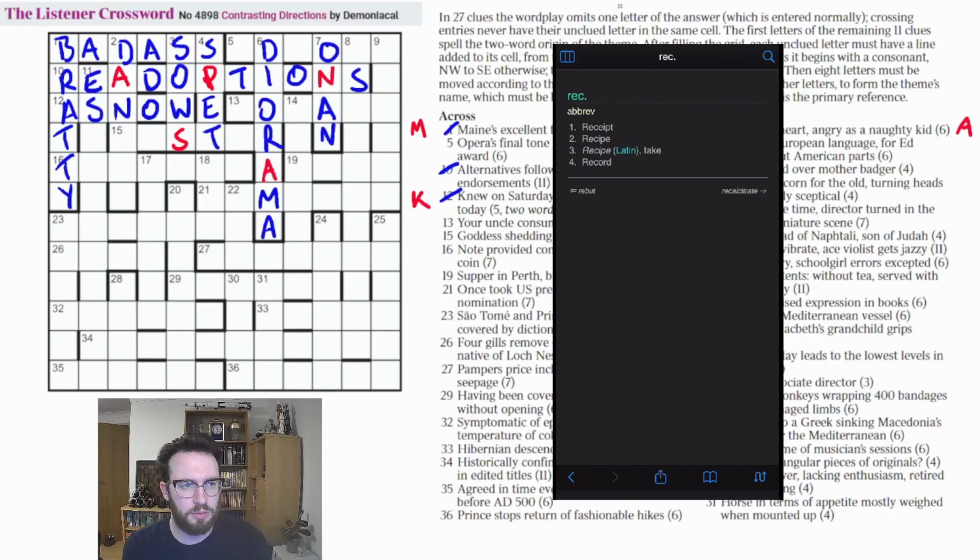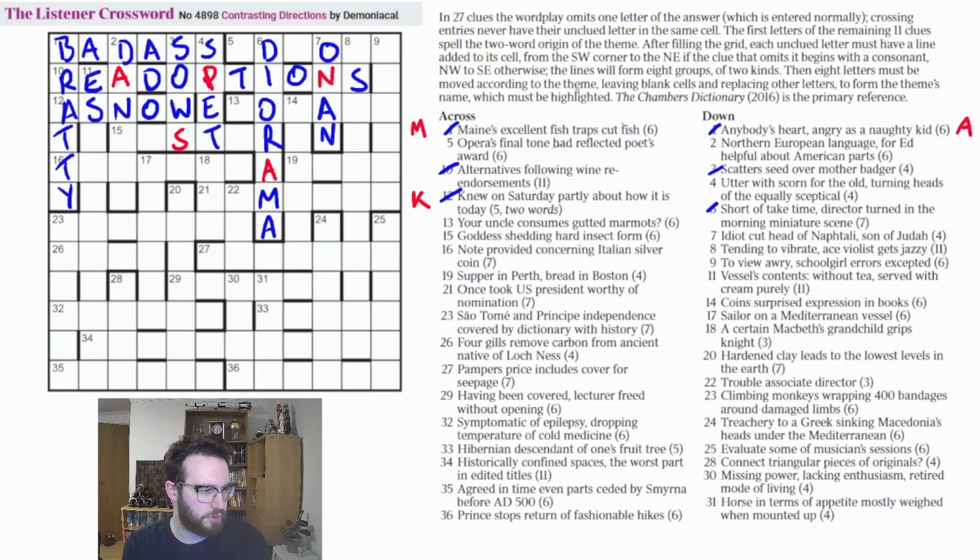Right. Oh, sorry. Still got the dictionary up. Sorry about that. Yeah, okay, if you couldn't see that, it might have been covered up. Sorry, that was idiot, cut, head of Naphtali. So yeah, hopefully that's clear.